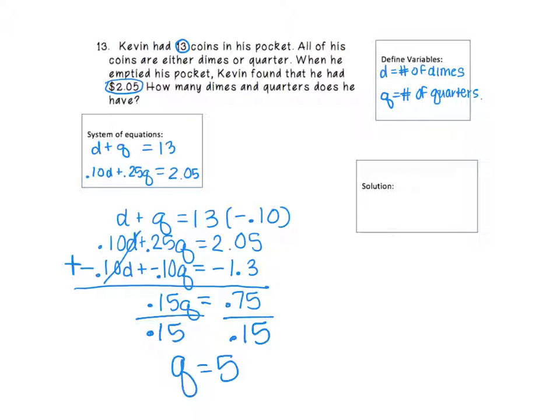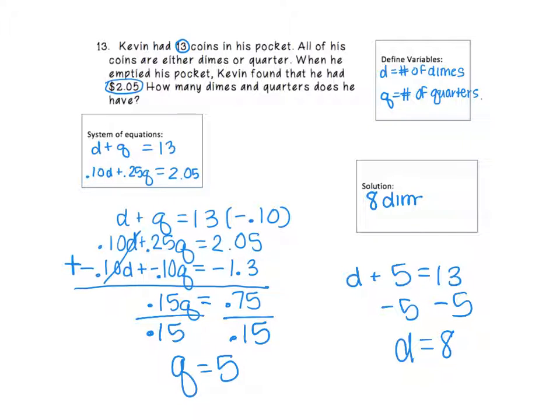Then I'll go back to my first equation, because that's a lot easier math to multiply out than multiplying it by 0.25. So I will have D plus 5, I'll substitute in that Q there, is equal to 13. I'll minus 5 to get D equals 8. Again, you can check these. You need to check on every problem. There's no excuse to get these systems wrong. So our solution is 8 dimes and 5 quarters.